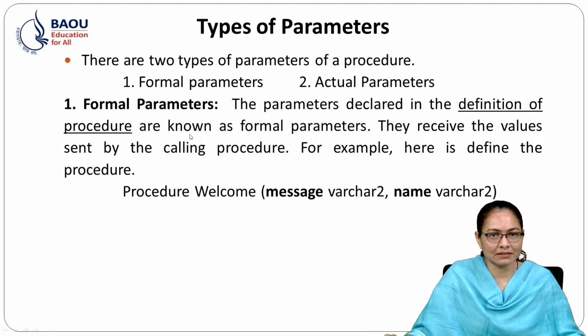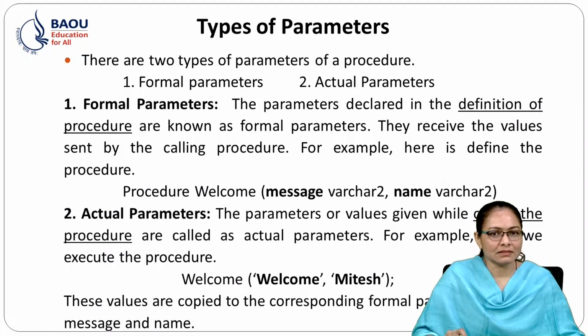For example, here we define the procedure, and welcome is the procedure name, then message VARCHAR2, comma, name VARCHAR2. This message is the variable name or a parameter name. Message and name both are parameters. These are the two parameters and this is the data type of each parameter. Here the message and name parameters are called the formal parameters.